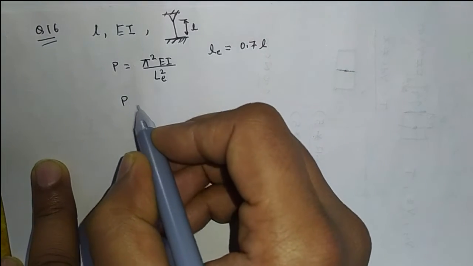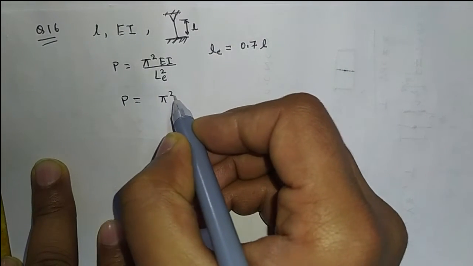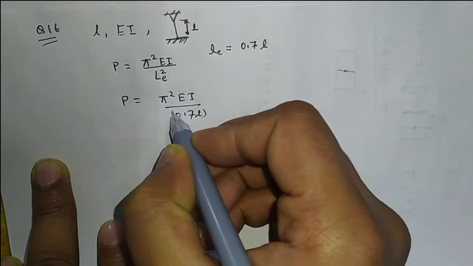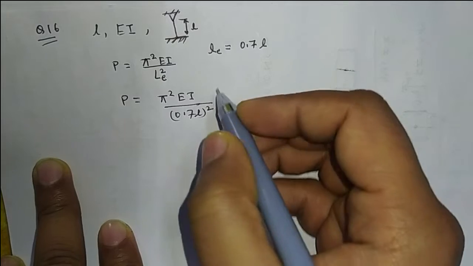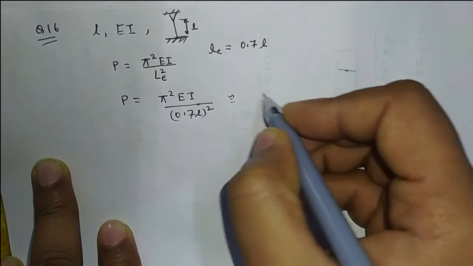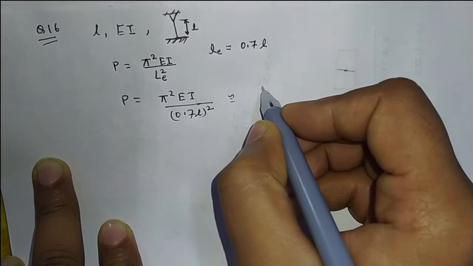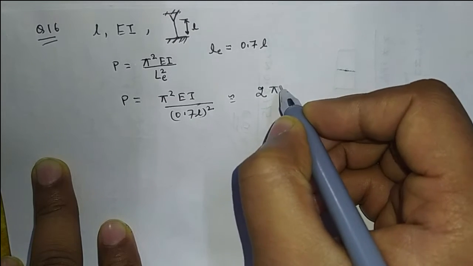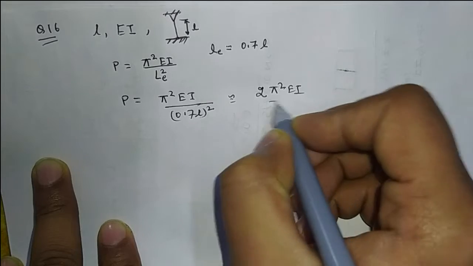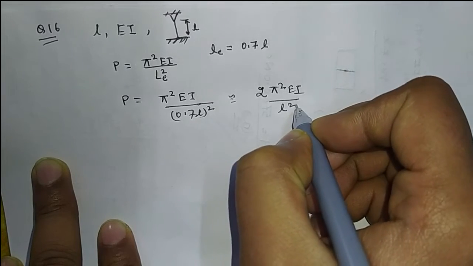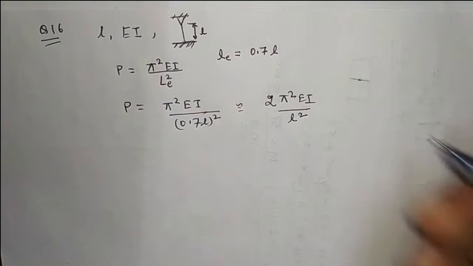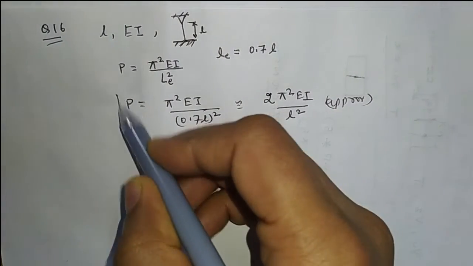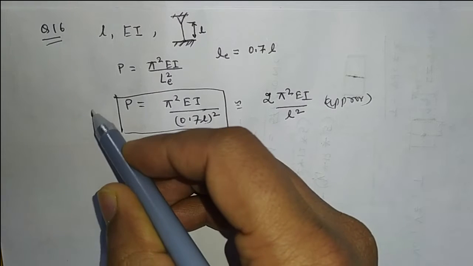So the buckling load will be equal to pi square EI upon 0.7 L whole square. Or we can also write this as approximately 2 pi square EI upon L square. This option will be correct, option B.